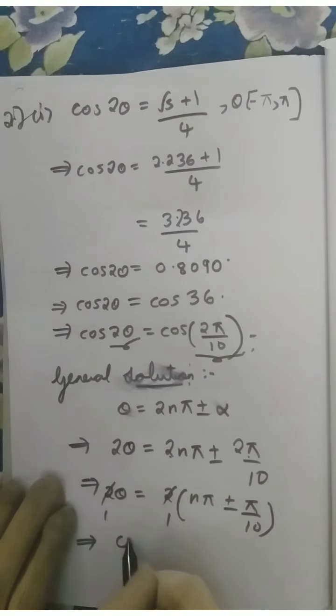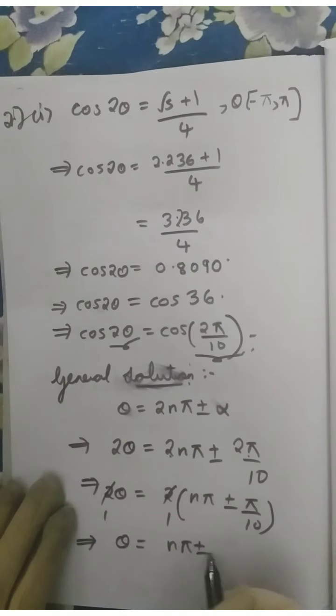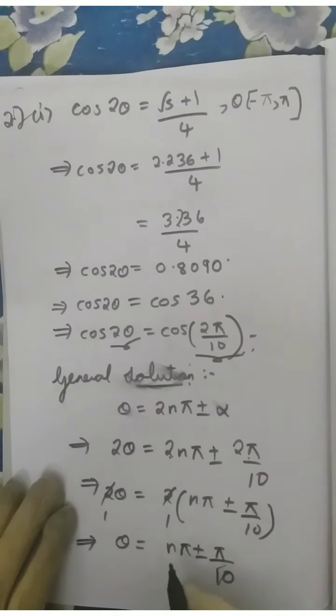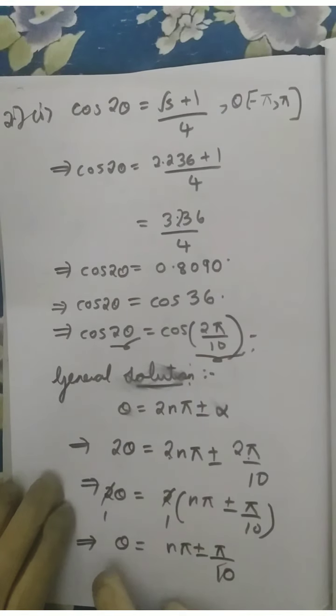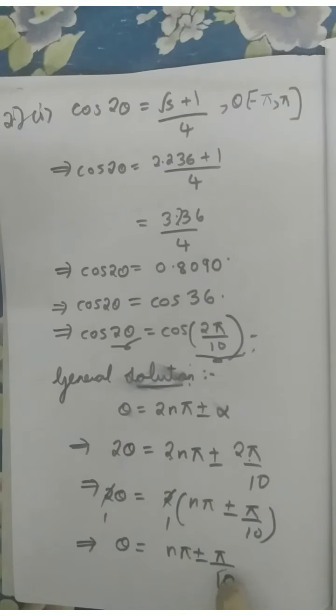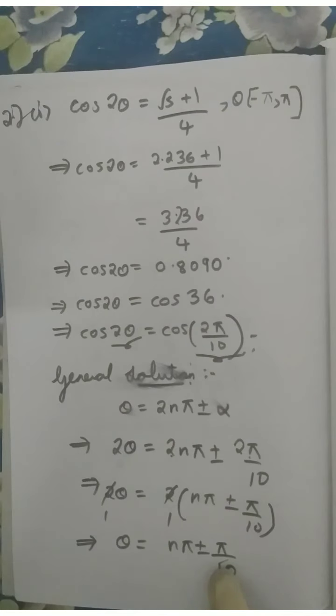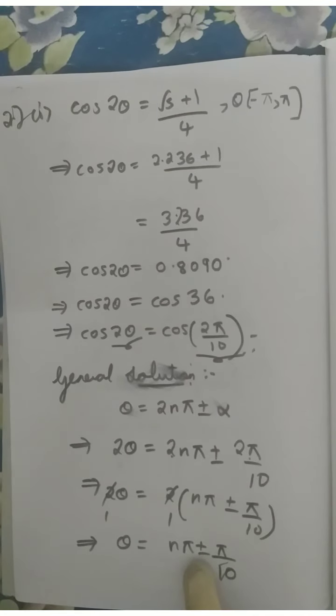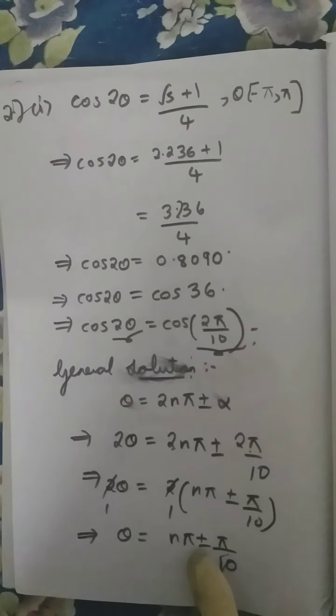So I have theta is equal to n pi plus or minus pi by 10. Generally, we will substitute different values of n and find out the value of theta. So here, if I substitute n equals 0, I will get either plus pi by 10 or minus pi by 10. But I should not take minus pi by 10, as I have to take only positive values, because I know that the range in which cos lies will be all positive values.